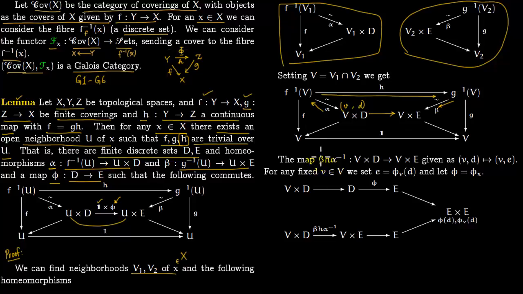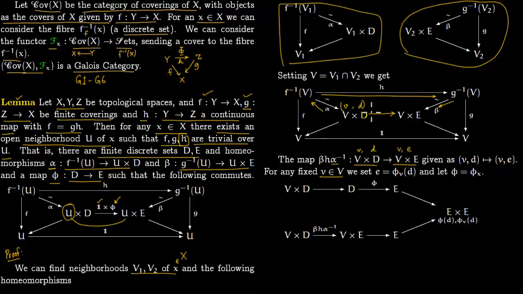So this is beta H alpha inverse. First you apply alpha inverse, go back, then you apply H, then you apply beta. So you can go from V times D to V times E, given by some map. This V comma D is getting mapped to V comma E. That is the mapping. So for any fixed V in this space, we have constructed this map phi, but we have to do it for every open set U.